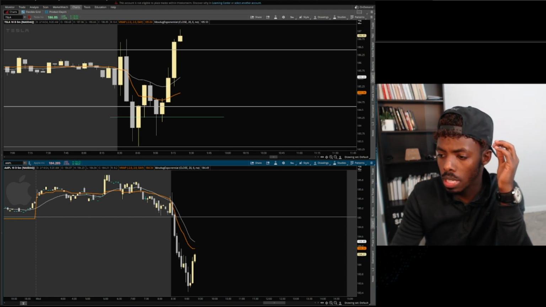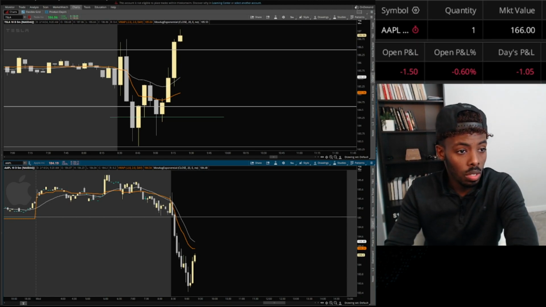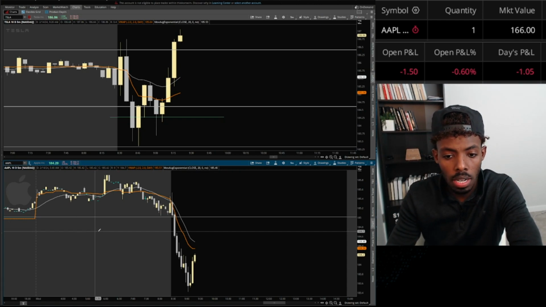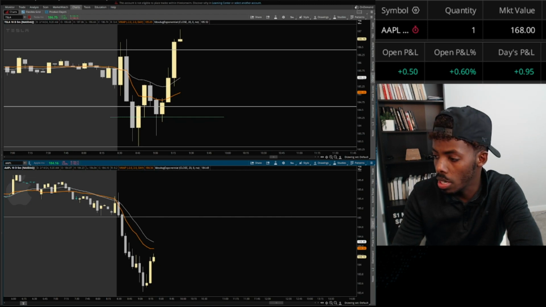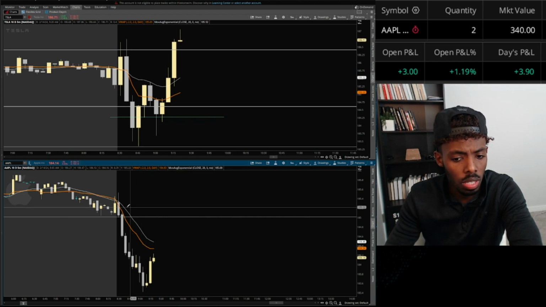Okay, we went ahead and placed the put for Apple right now. We're in Apple. I'm gonna go ahead and buy more puts as we get closer to the VWAP. I'm gonna get one more in actually. Still fairly close right now.